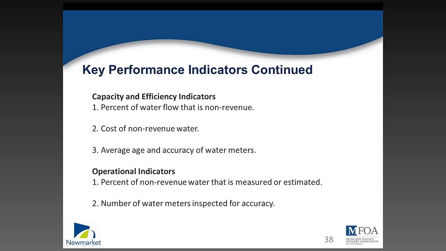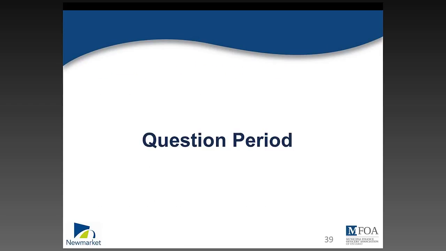The capacity and efficiency operational indicators relate more to the second part of this webinar. Quantifying non-revenue water and average age and accuracy helps keep an eye on how your assets are performing. Having operational indicators will help keep track on maintaining your assets, and the hope here is that what gets measured gets managed. And that concludes this part of the presentation, and now I'm open for questions.